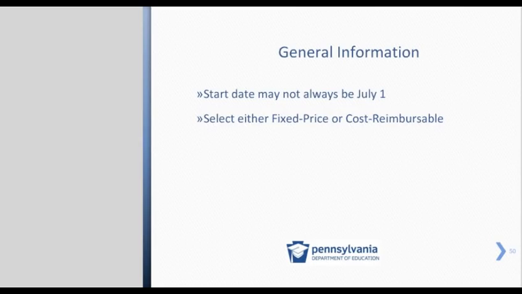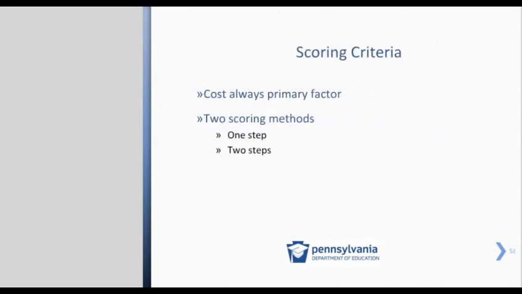Next, we're going to review general information about the standard RFP. The start date of the contract may not always be July 1, but the end date will never be later than June 30th because the contract is always based on the school year. When completing the RFP, the School Food Authority must select if they desire a fixed price contract or a cost reimbursable contract. The School Food Authority must indicate which scoring method will be used. There are 2 methods, but cost is always the primary factor.